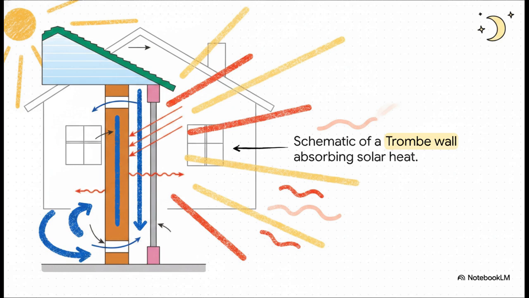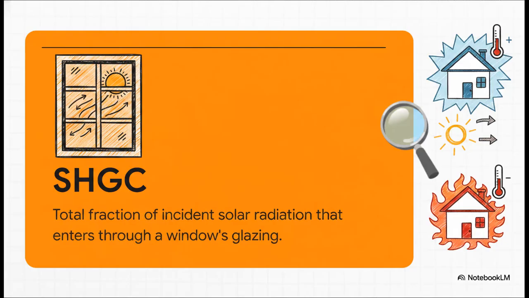During the day, that thick stone absorbs the sun's heat. Because there are little vents at the top and bottom of the wall, cool room air gets sucked into the bottom vent, warms up in the gap behind the glass, and naturally rises back into the room through the top vent. It creates this totally free, natural convection heating loop. And then even after sunset, that thick wall just slowly radiates its stored thermal energy into the house all night long.